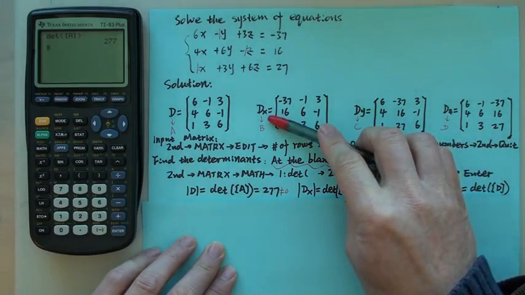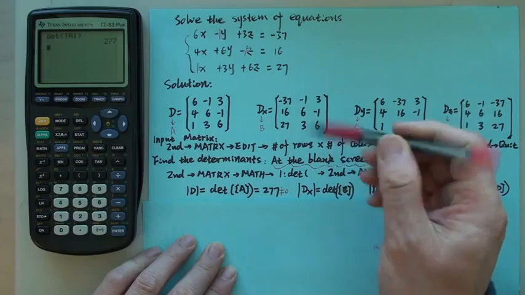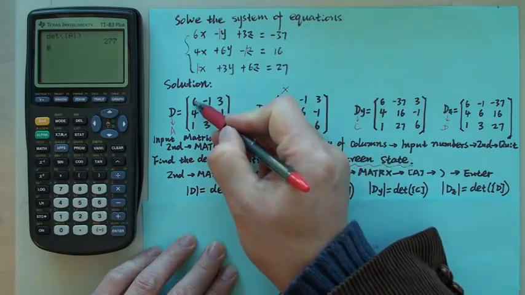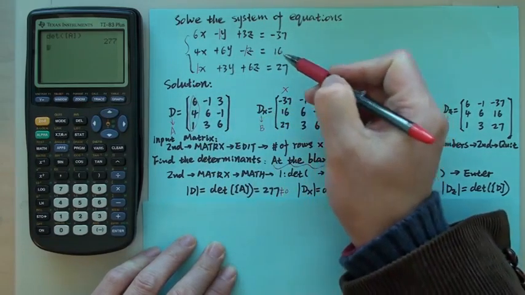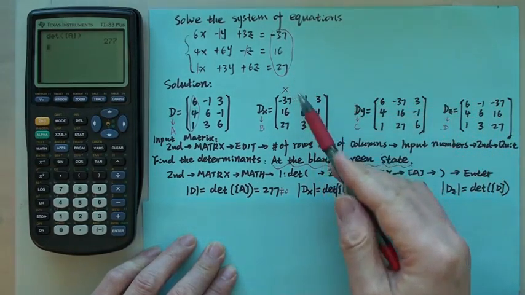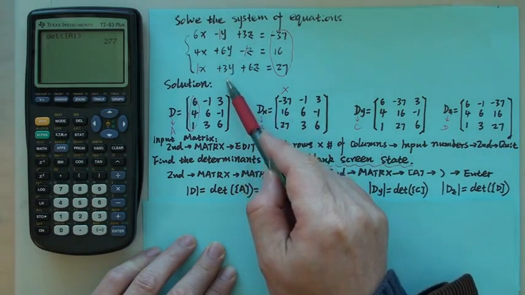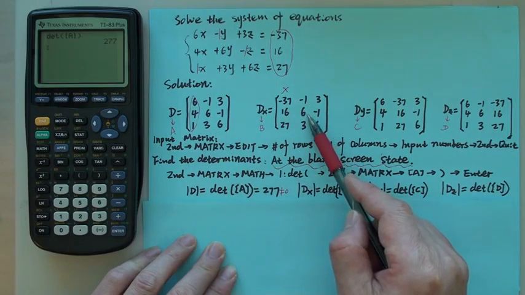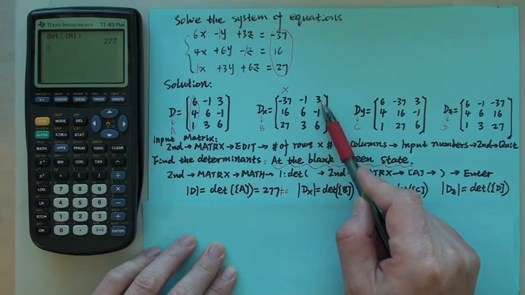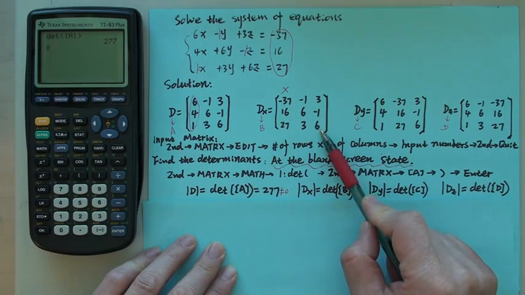Similarly, you can input D sub x. How did we get D sub x? x is the first column, so you replace this column with the constants right here. The other two columns, y and z, are not changed: negative 1, 6, 3 stays the same, and so does the column for z, 3, negative 1, 6.